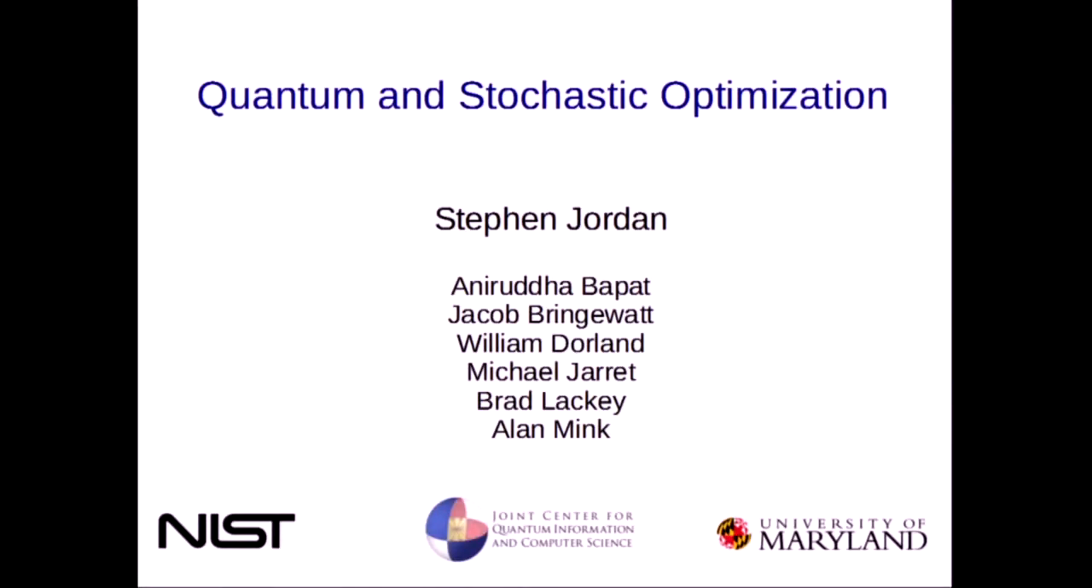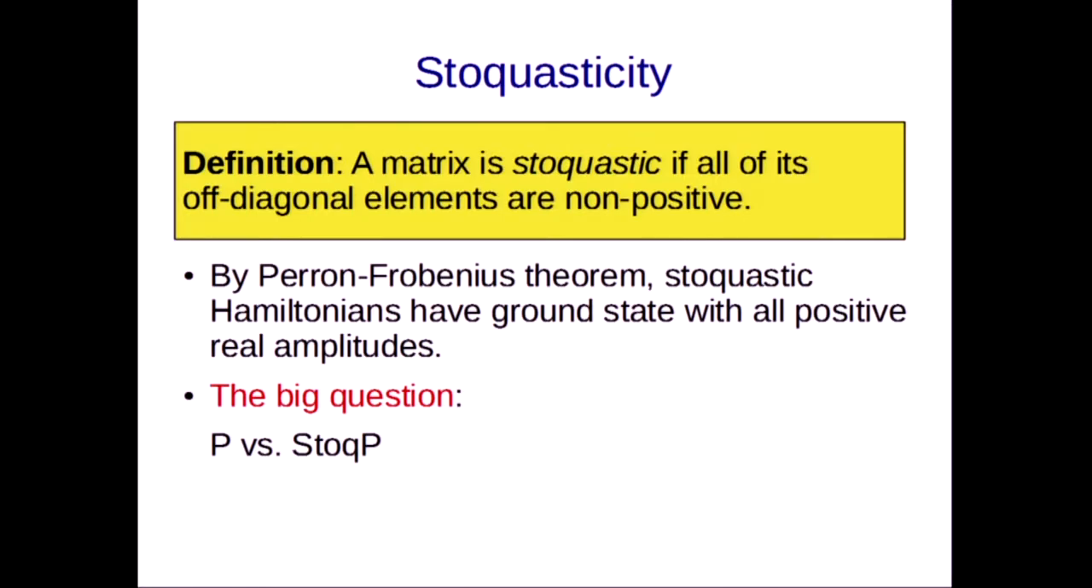Thanks. So this is joint work with all these people here, but most of what I'll report on in this talk is with Adiabatic, who I think is in this room somewhere, and also Jake Bringawat, who's an undergrad researcher. As many people have mentioned in other talks, the Hamiltonians that we usually use in our physical implementations and also in many of our algorithms are stochastic Hamiltonians, where all of the off-diagonal matrix elements are non-positive. And this implies that the ground state of these Hamiltonians can be expressed using all real positive amplitudes. And so these ground states look a lot like probability distributions.